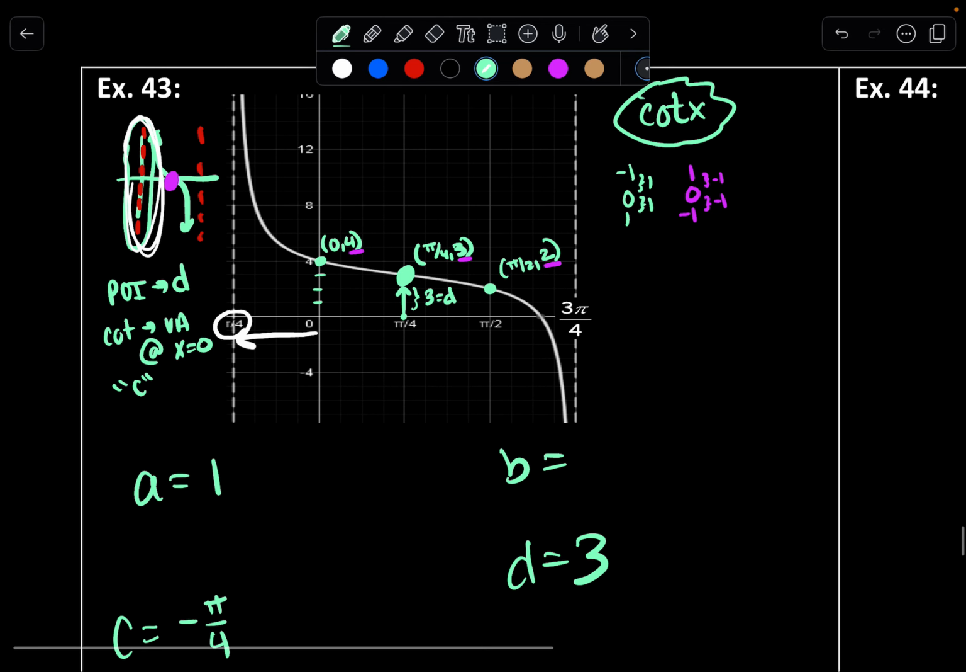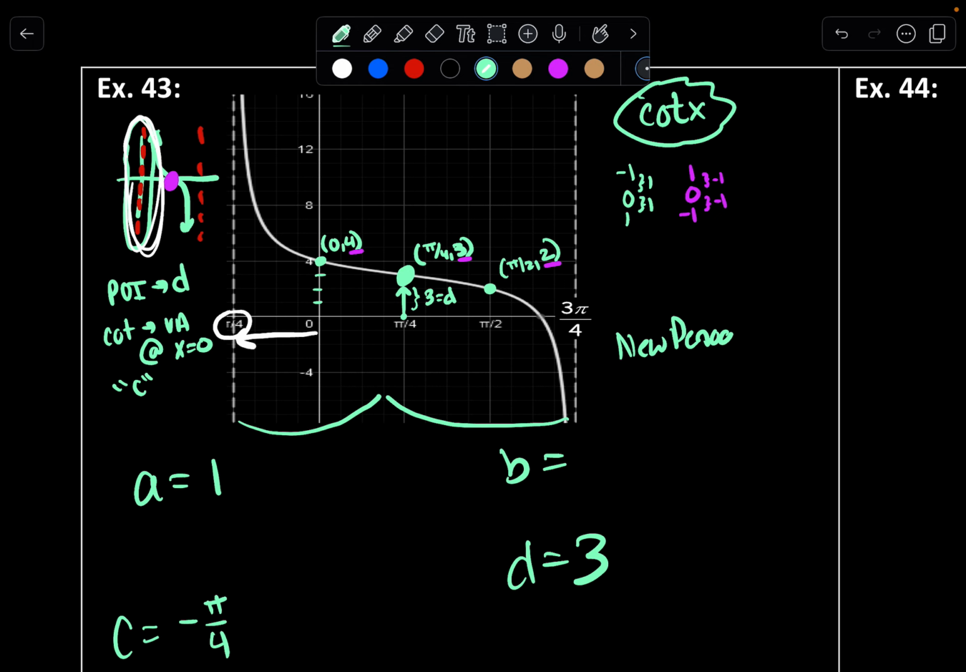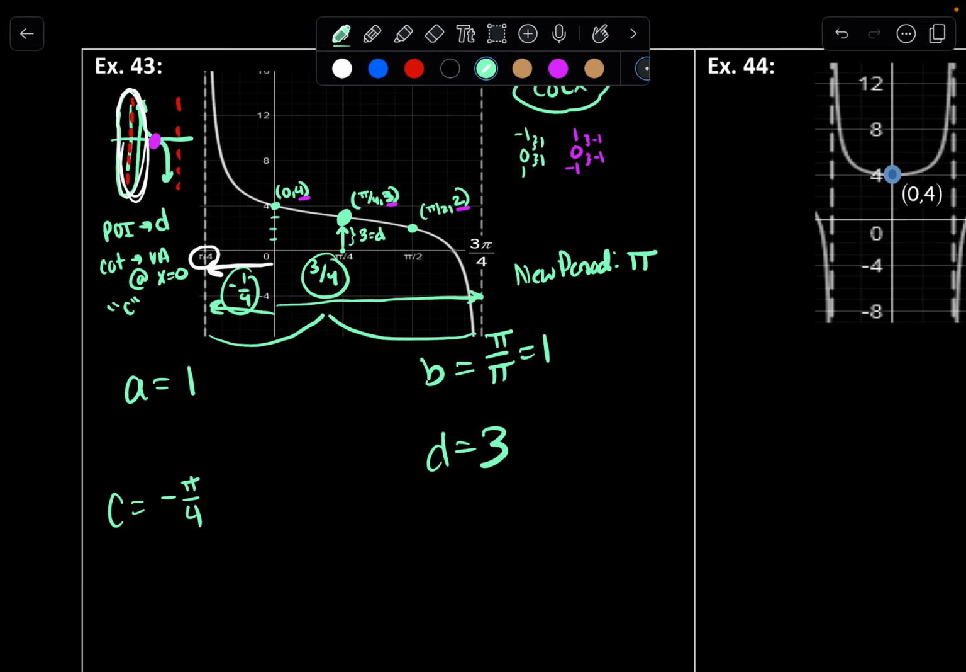For the B value, this will be the same. We're going from vertical asymptote to vertical asymptote. So we need the new period to find that B value. So if we look in this direction, we have -1/4. And then in this direction, we have +3/4. They're in radians, but it's fine. So I have 1/4 plus 3/4. We have 1. So the new period is just pi. This is the same as the old period. So we'll have pi over pi, which is equal to 1. So no change with the period.